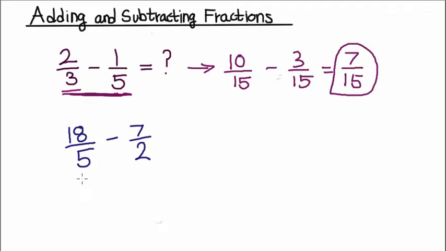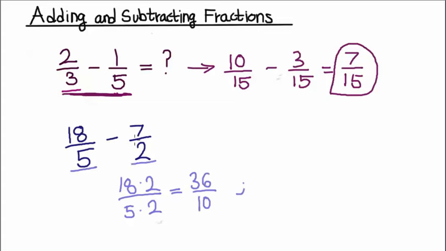So in this example, let's say I have 18 divided by 5 minus 7 divided by 2. In order to establish a common denominator for this fraction over here, what I would do is multiply the top and the bottom by the number 2. And when I do that, I get 36 on the top and 10 on the bottom. Moving on, in order to establish a common denominator for this fraction over here, I would multiply the top and the bottom by the number 5. This right here would give me 35 on the top and 10 on the bottom.